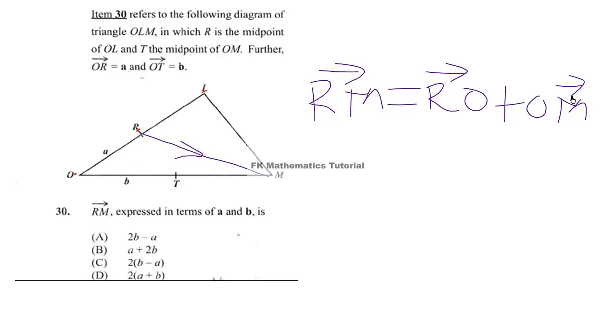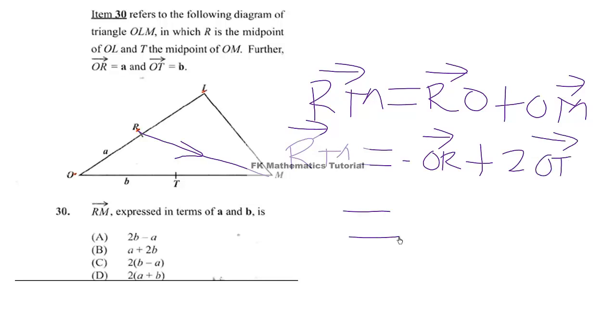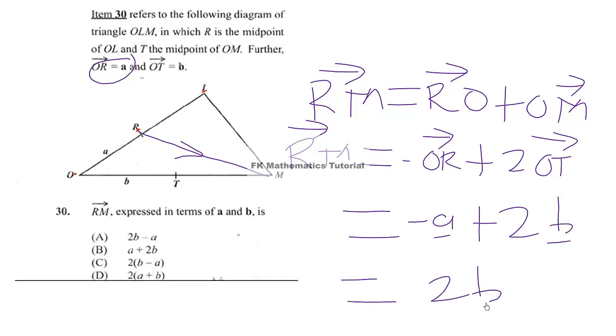Now OM is 2 times of OT. And RO is negative of OR. So let's do the substitution. OR is A. So negative A plus 2 times of OT, OT is B. So this can be rewritten as 2 times of B minus A. So the correct answer is option A.